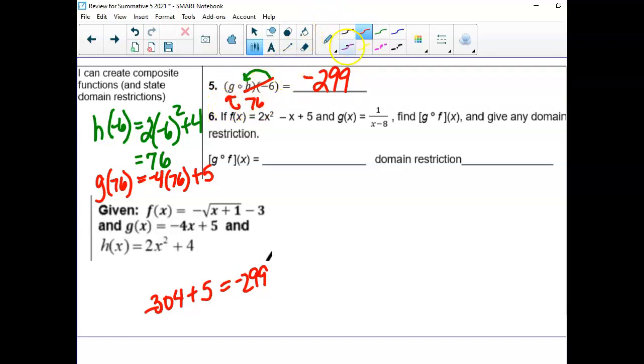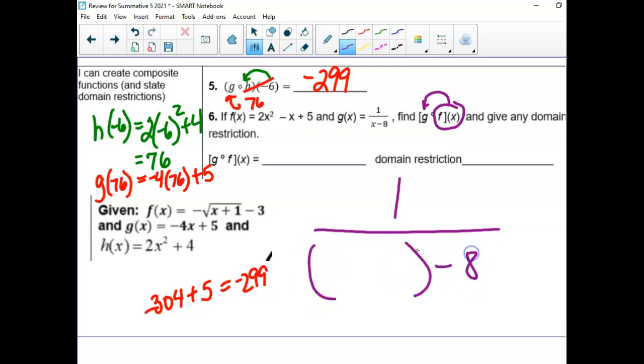All right, and then we have the divide one that I thought was coming up here. It says if f of x is this and g of x is this, find g of f of x and give any domain restriction. Okay, this means put f into g. Here's g, right? And this f is supposed to go in there.